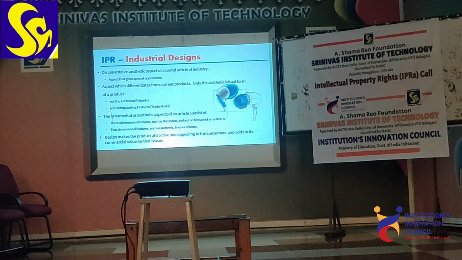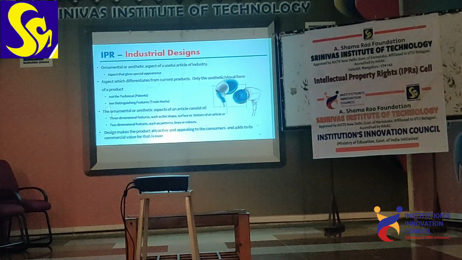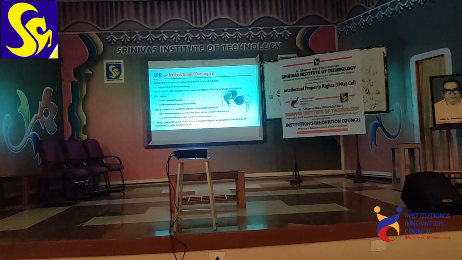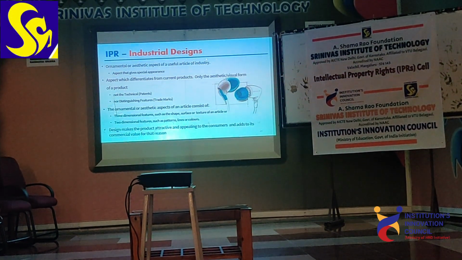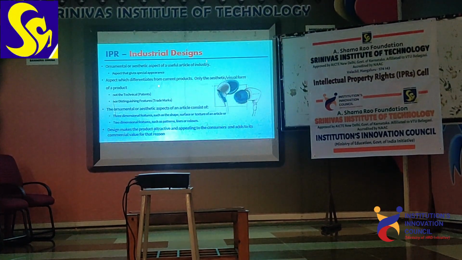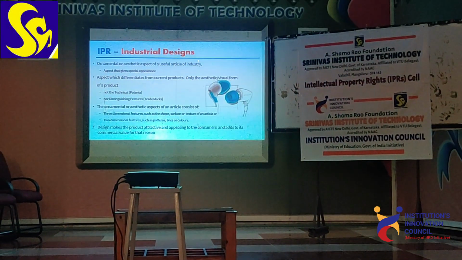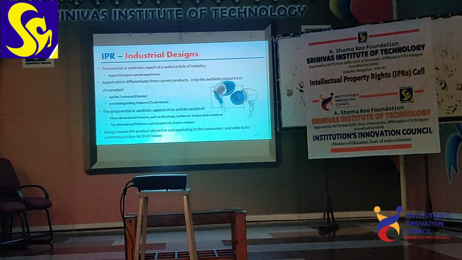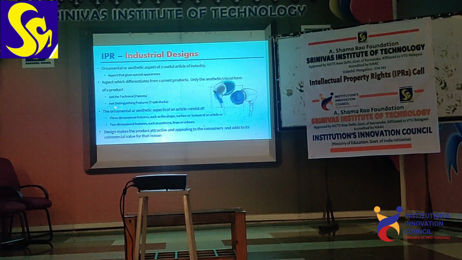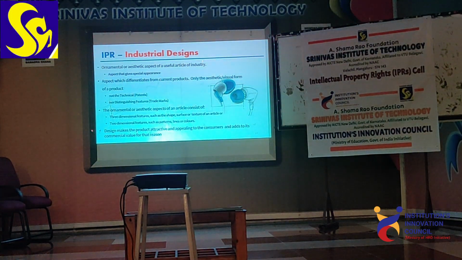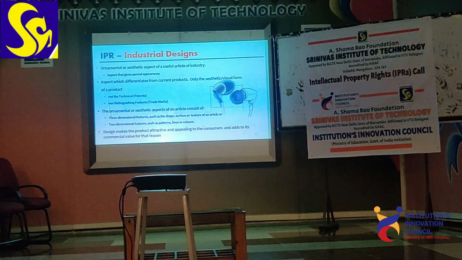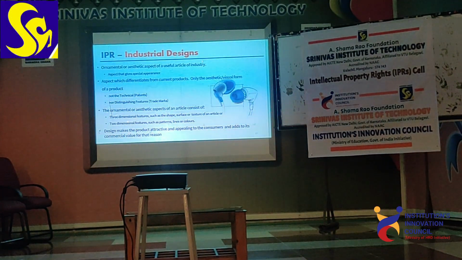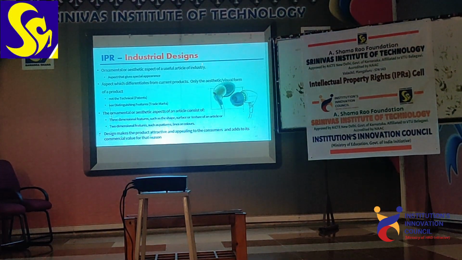If at all you do something, some new shape, maybe for a mobile phone, then all such things must be protected under what? Under industrial designs. The aspect which differentiates products is the shape and aesthetics of a product, so it has to be protected under industrial design. Now the distinguishing feature, I will come to trademarks later. The ornamental or aesthetic aspect of an article consists of three-dimensional features such as shape, surface or texture of an article, or two-dimensional features such as patterns, lines and colors.